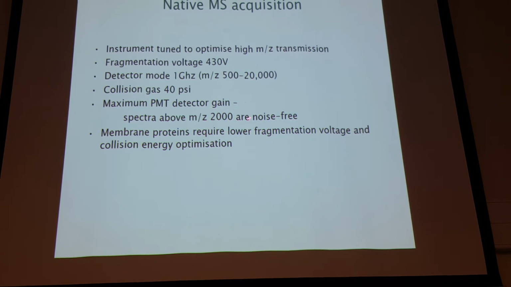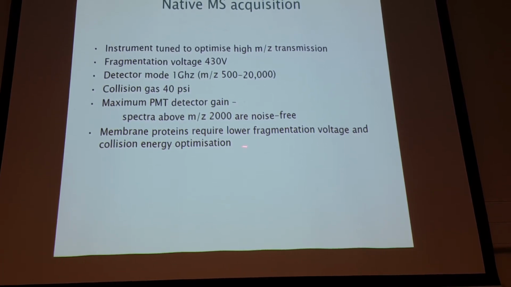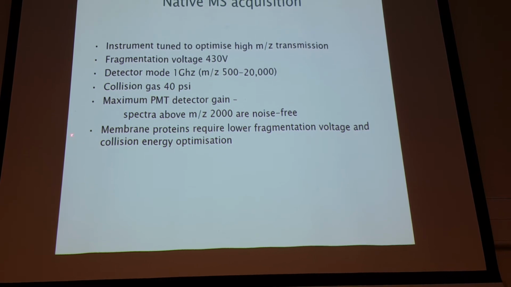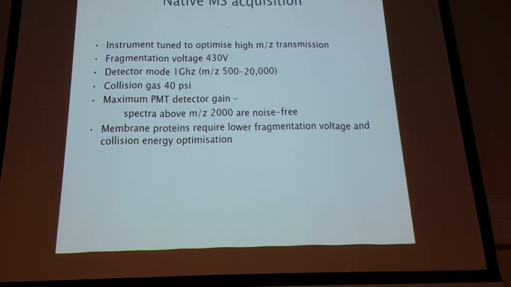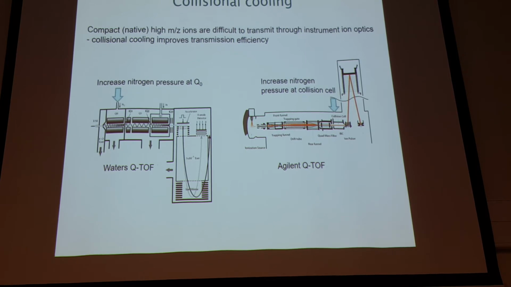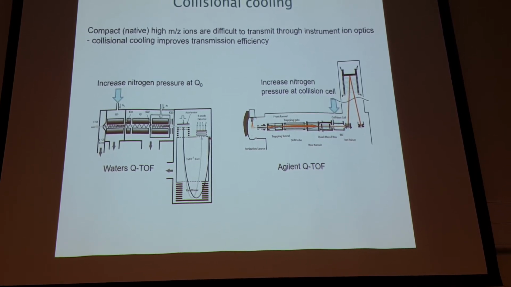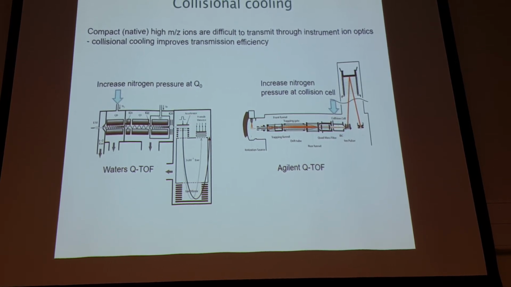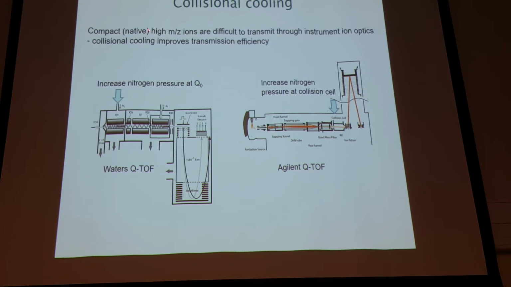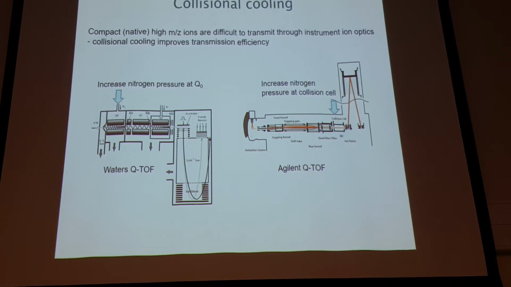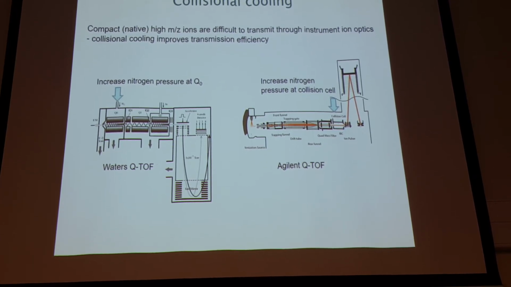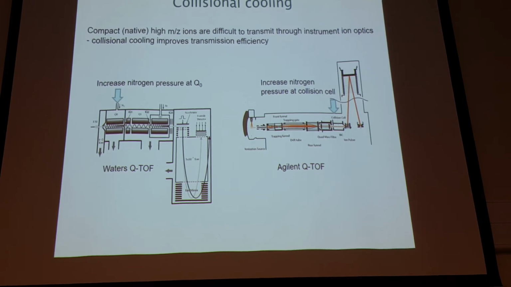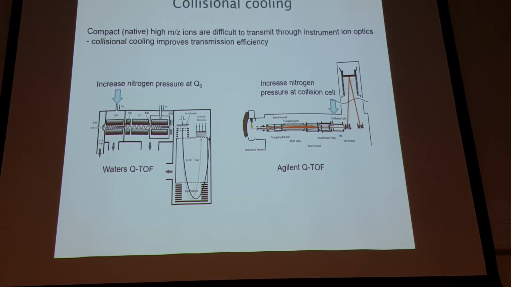Membrane proteins is a slightly different technique. We have to lower the fragmentation voltage so we can apply collision energy, and we have to optimize that. Collisional cooling was discovered quite a long time ago. Collisional cooling is important for native mass spec. The reason is your high m/z ions are difficult to transmit through the ion optics, and collisional cooling is found to be beneficial. So your ions have less energy.